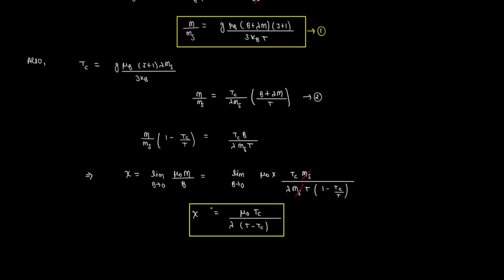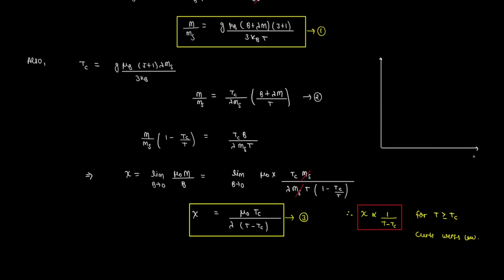So the susceptibility is proportional to 1 over (T minus Tc) for temperatures greater than the Curie temperature. This is known as the Curie-Weiss law. If you plot the susceptibility of a ferromagnetic material as a function of temperature, you will get a curve like this. This is the susceptibility of a ferromagnetic material in the paramagnetic region.